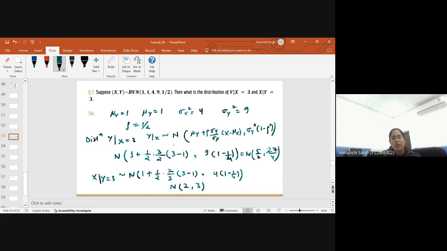So y given x equal to 3 follows normal with mean 5 by 2 and variance 27 by 4. And x given y equal to 3 follows normal with mean 2 and variance 3. These are basically directly using the formula which we have already derived in the week 6 lectures. So this will be the conditional distribution, which is the univariate normal distribution. I hope you understood the questions which I have explained today.